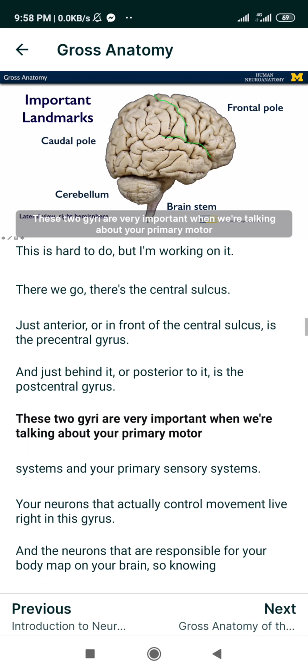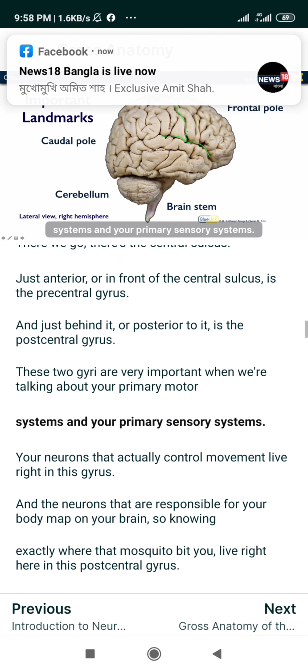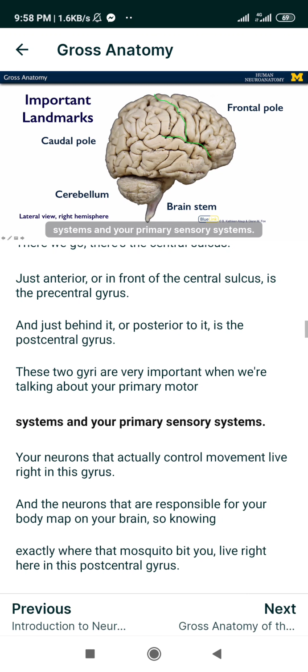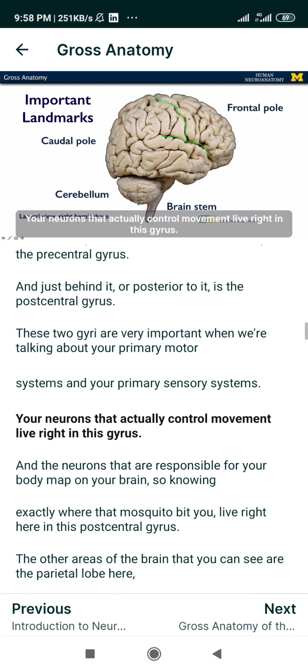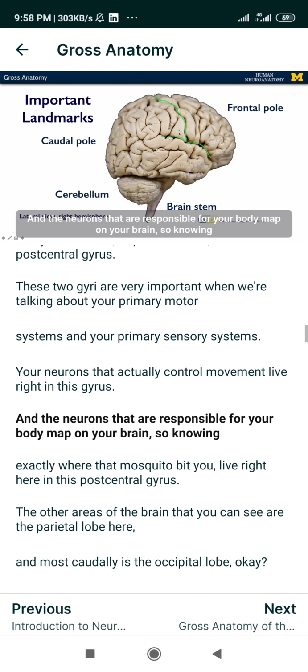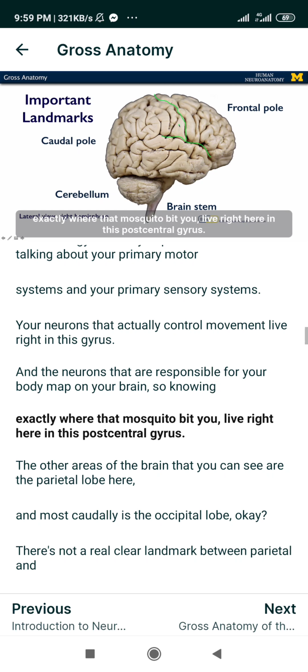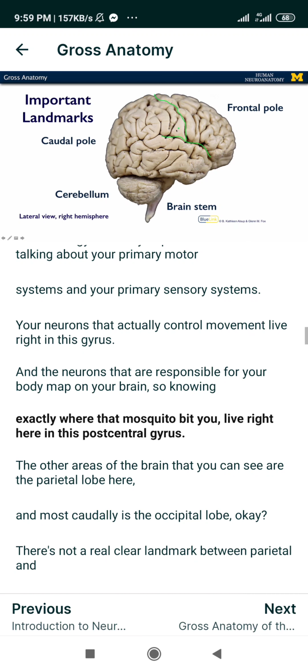These two gyri are very important when we're talking about your primary motor systems and your primary sensory systems. The neurons that actually control movement live right in this gyrus, and the neurons that are responsible for your body map on your brain, so knowing exactly where that mosquito bit you, live right here in this post-central gyrus.